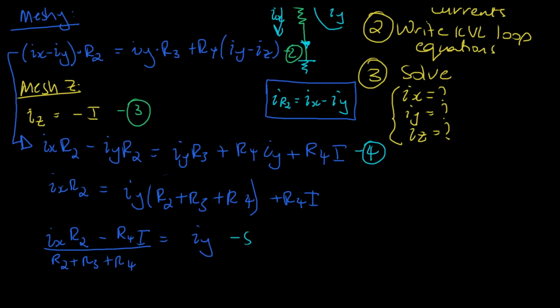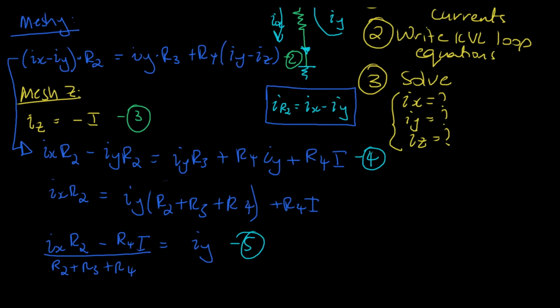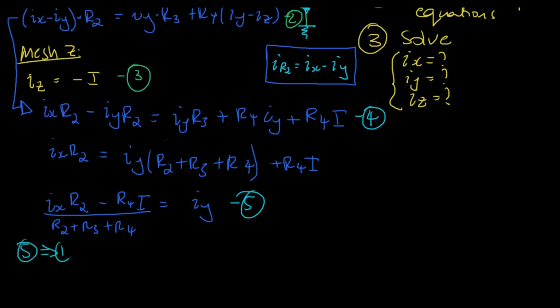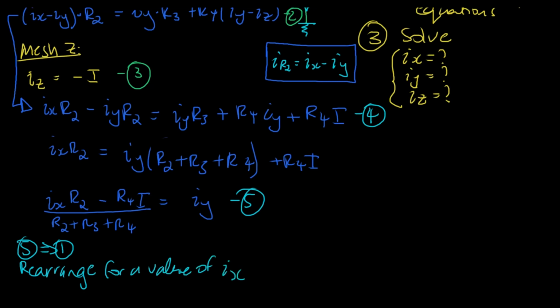Now that we have Iy, we can substitute this equation 5 here back into equation 1. So substitute 5 into 1. We can then rearrange for a value of Ix. So essentially that substitution there will give us a value for Ix. We then substitute the value of Ix into equation 5, and that will give us a value for Iy.